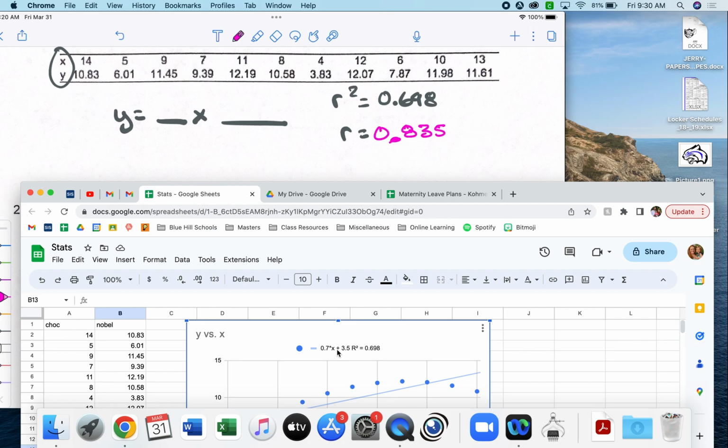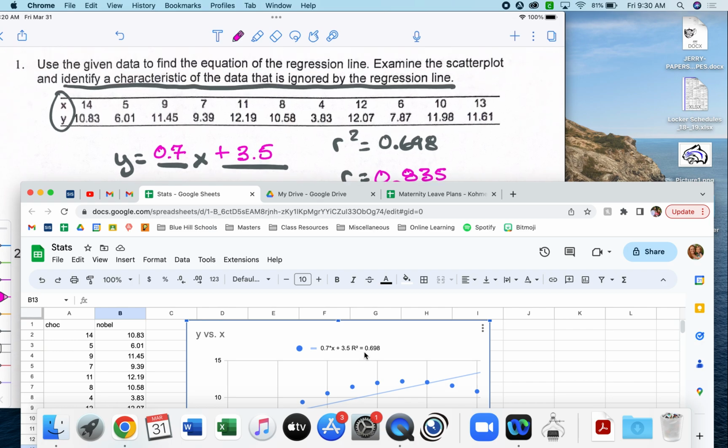The equation, I don't know if you can see this from down here, but it is 0.7x plus 3.5. That is the regression equation that it spits out. So, we needed the equation. Now, the second thing says, identify a characteristic of the data that is ignored by the regression line.